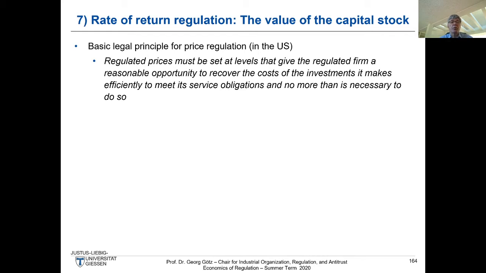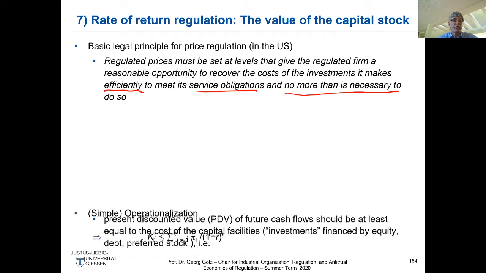And that's also from Joskow here: the basic legal principle for price regulation in the US is that the regulated prices must be set at levels that give the regulated firm a reasonable opportunity to recover these costs. What is also important, however, is that not all costs are recovered, but it has to make efficient investments. It has to meet its service obligations, but it should not overinvest. So you have to make investments so that you can really provide electricity to all your household customers and to your business customers, but not overinvest.